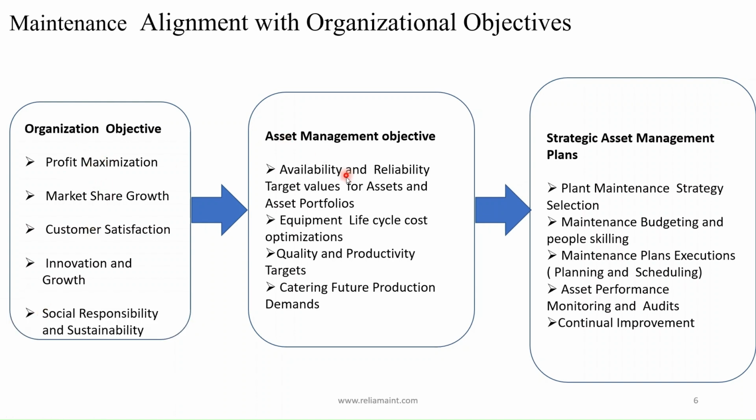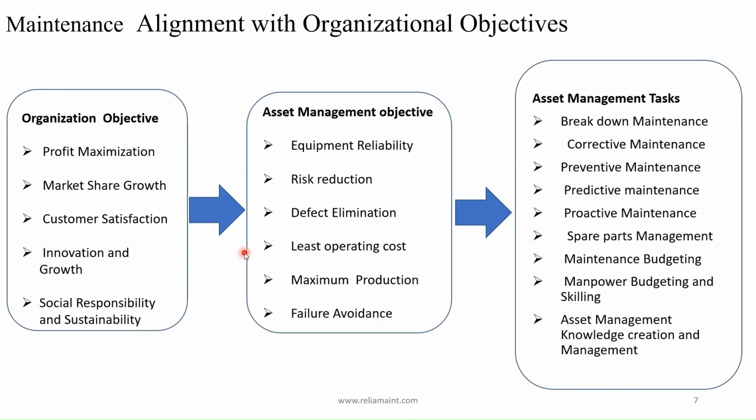Quality and productivity targets. Catering future production demands. Strategic asset management plans. Plant maintenance strategy selection. Maintenance budgeting and people skilling. Maintenance plans executions. Asset performance monitoring. Continual improvement. Maintenance alignment with organizational objectives.